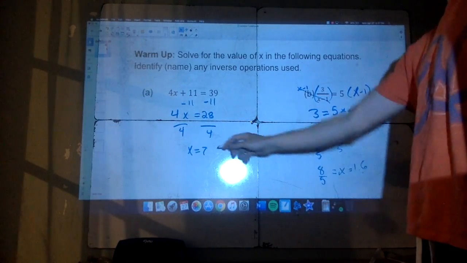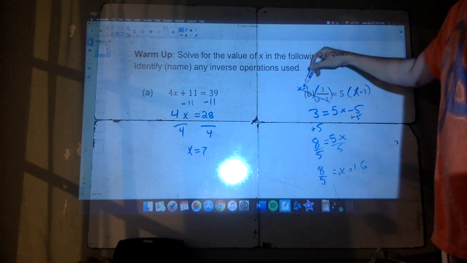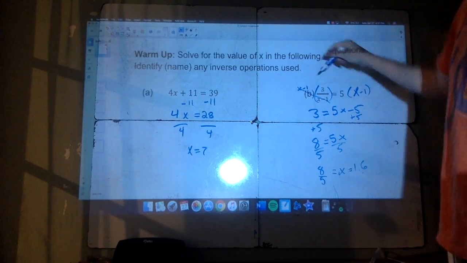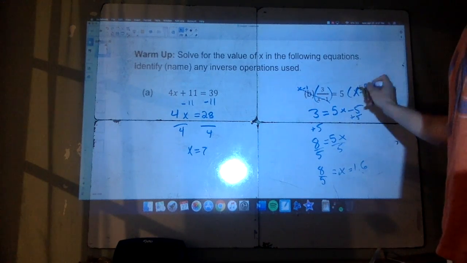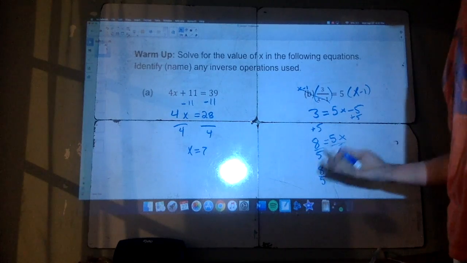All right, so here's what I got, x equals 7 for the first one, and on the second one, the important first step here is you multiply both sides by x minus 1 because that's the denominator, and then you solve from there. You can either leave it as a fraction or a decimal. A fraction is the exact answer though.